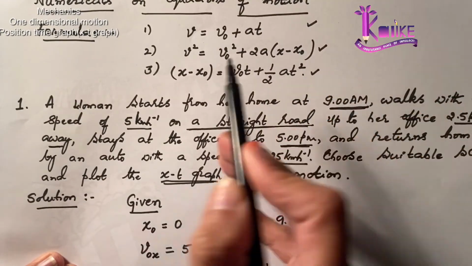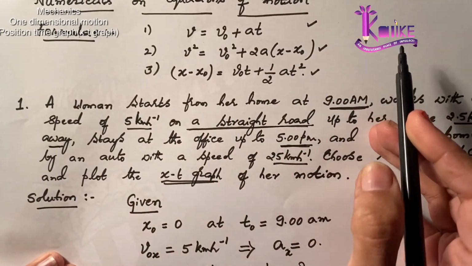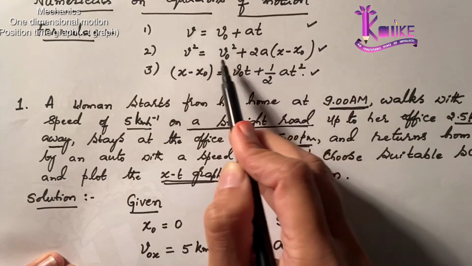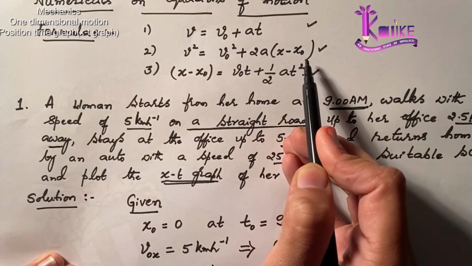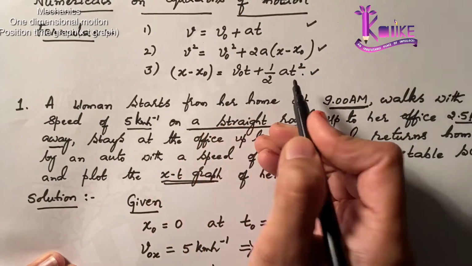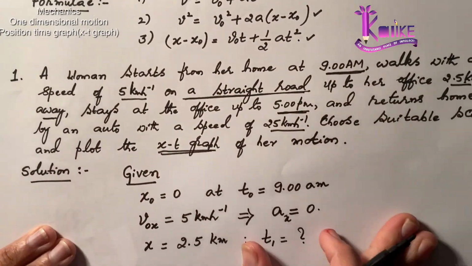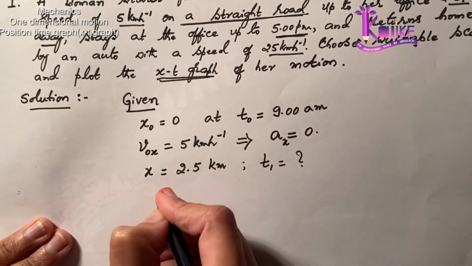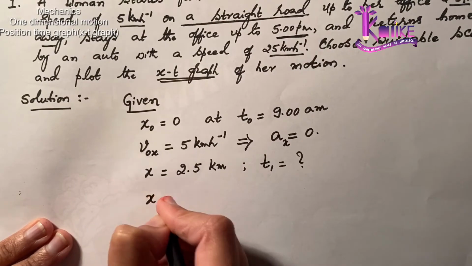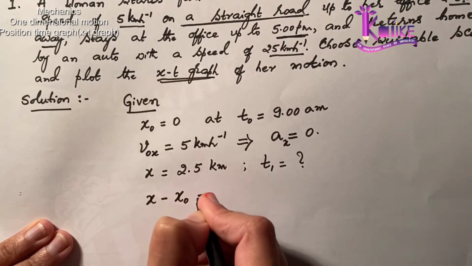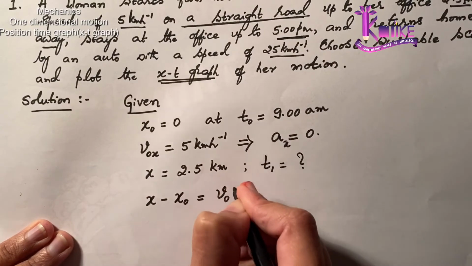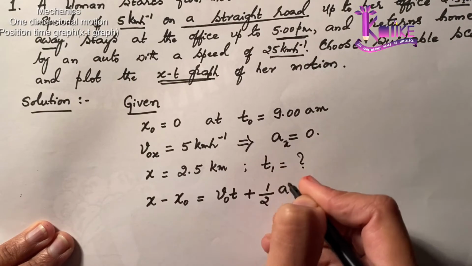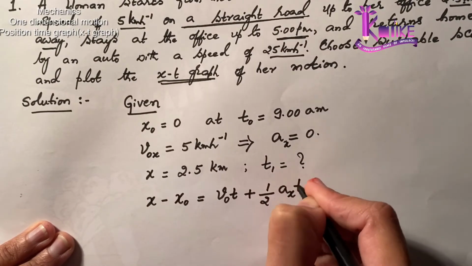Can I use the second equation? Again, this is unknown and this is 0. So you cannot use this equation either. So the equation that can be used is equation number 3. So using equation number 3 and substituting the values, you can easily find out the value of t. So I use this equation, which is x minus x naught is equal to v naught into t plus half ax into t square.